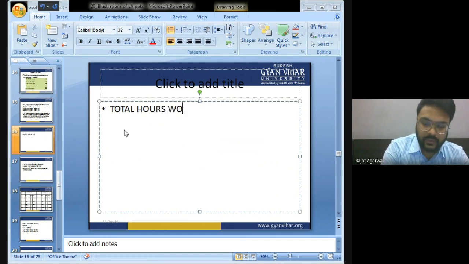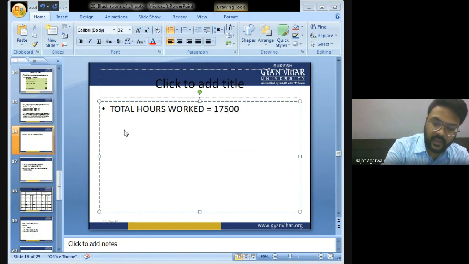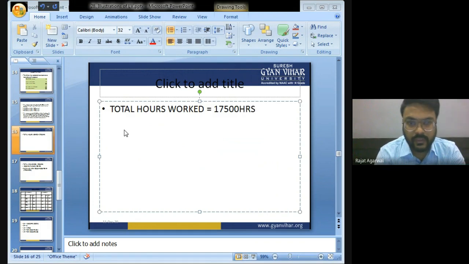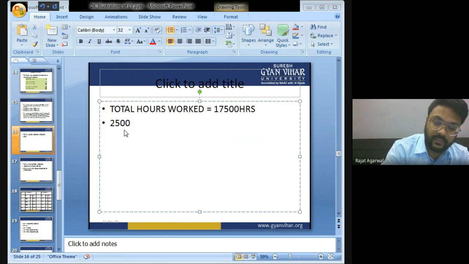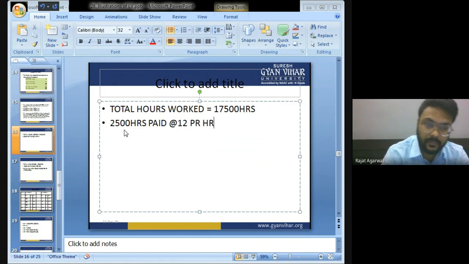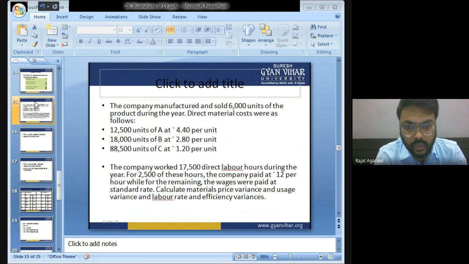Total hours worked were 17,500 hours. Now, बच्चों, it is saying out of this 17,500 hours, 2,500 hours were paid at the rate 12 per hour.